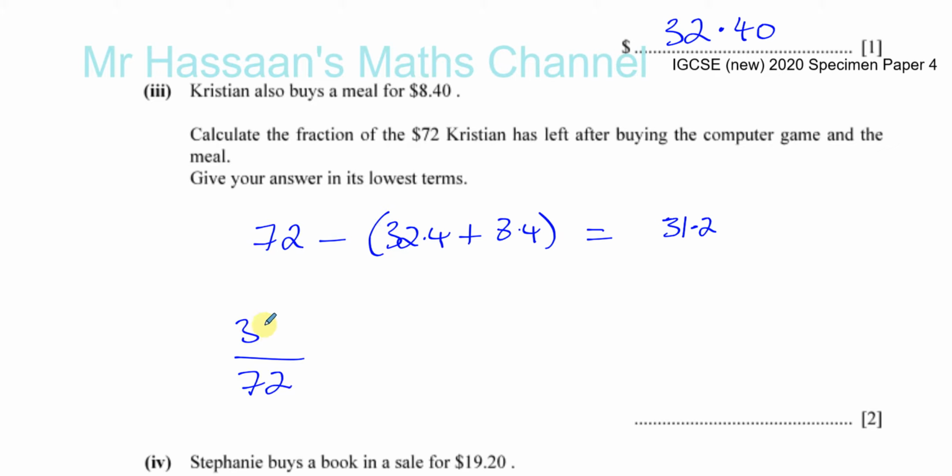31.2 divided by 72. Now this is not in its simplest form because you can't have a fraction and a decimal as part of it. So let's multiply by 10. We could have also multiplied by 5. That would have got rid of this. But let's multiply by 10 because it seems a bit easier to do that. So 312 over 720. And then you can simplify this, find the factors that go into both of them.